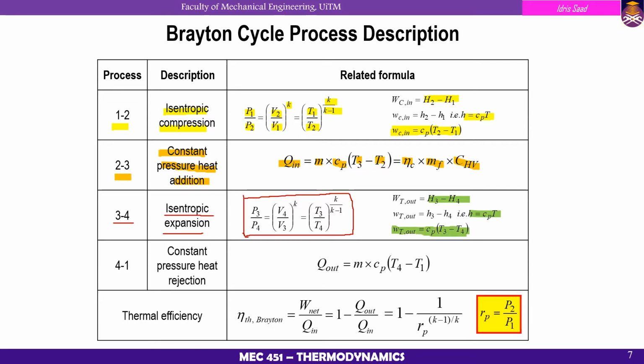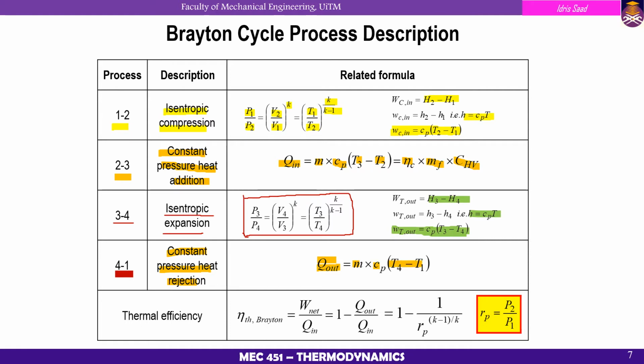And process 4 to 1, which is the constant pressure heat rejection. At this process, we would like to calculate the heat output or heat rejection. So we calculate by using mass times Cp (T4 minus T1).